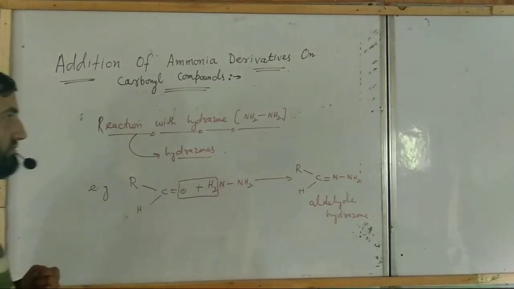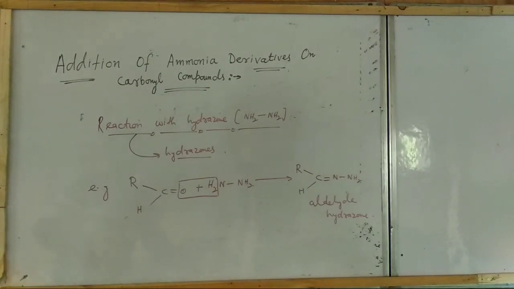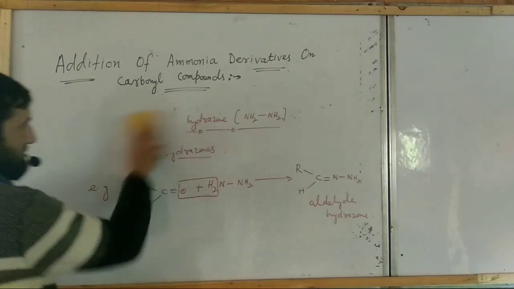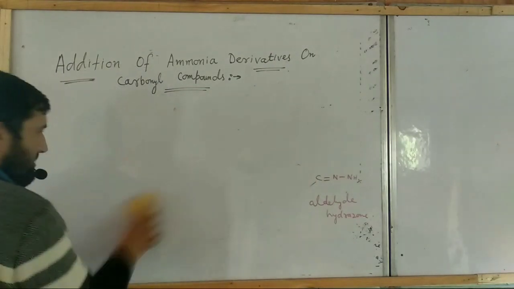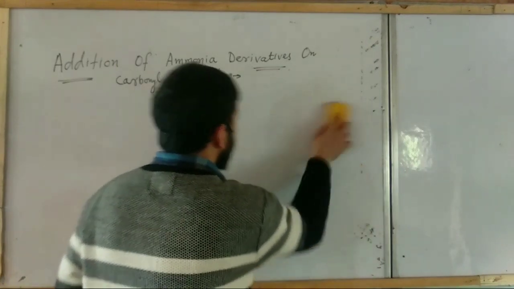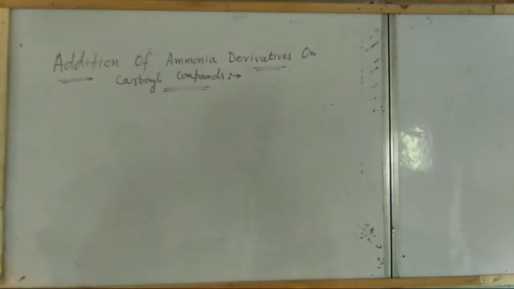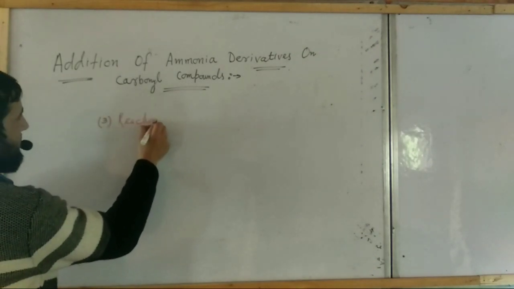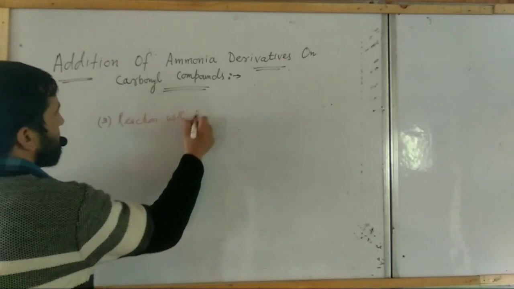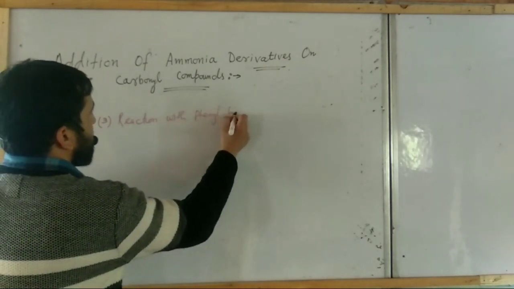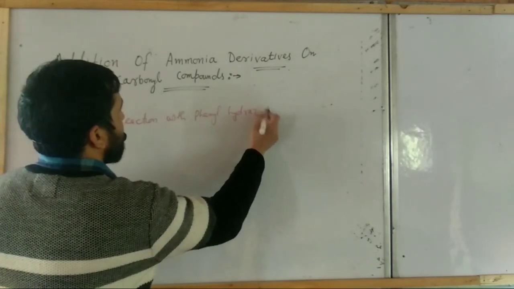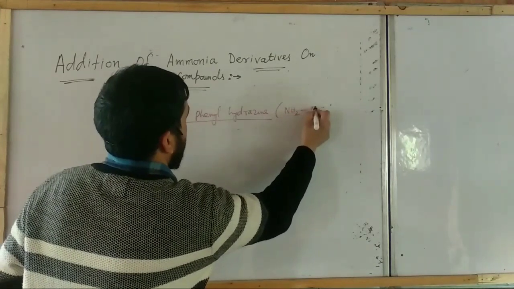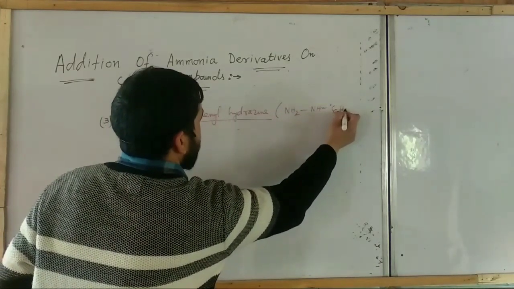And third one is the reaction of these aldehydes and ketones with phenylhydrazine. These are simple reactions. All these reactions involve elimination of water molecules. So third one is a reaction with phenylhydrazine. That is NH2, NH, C6H5. It contains our phenyl group.